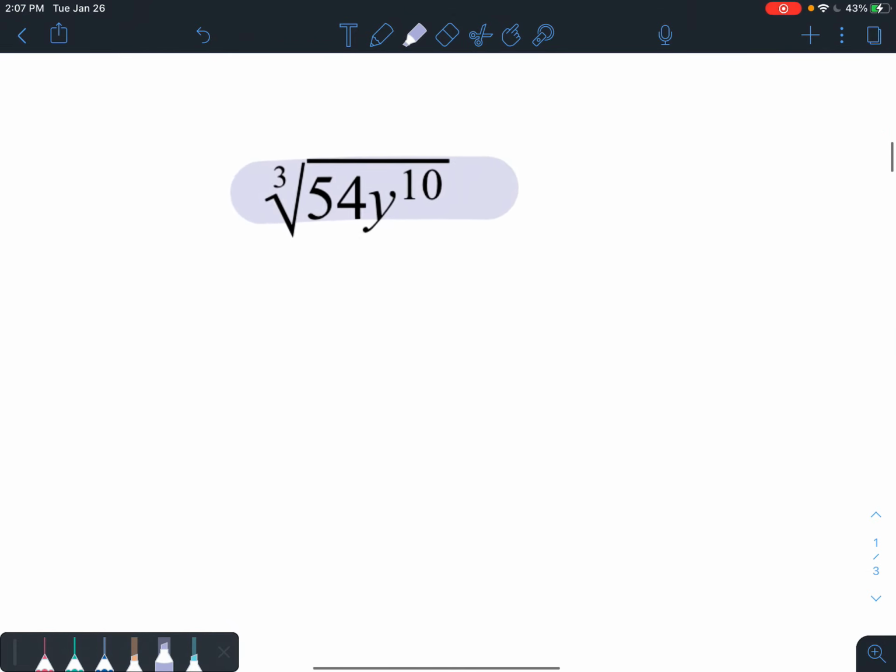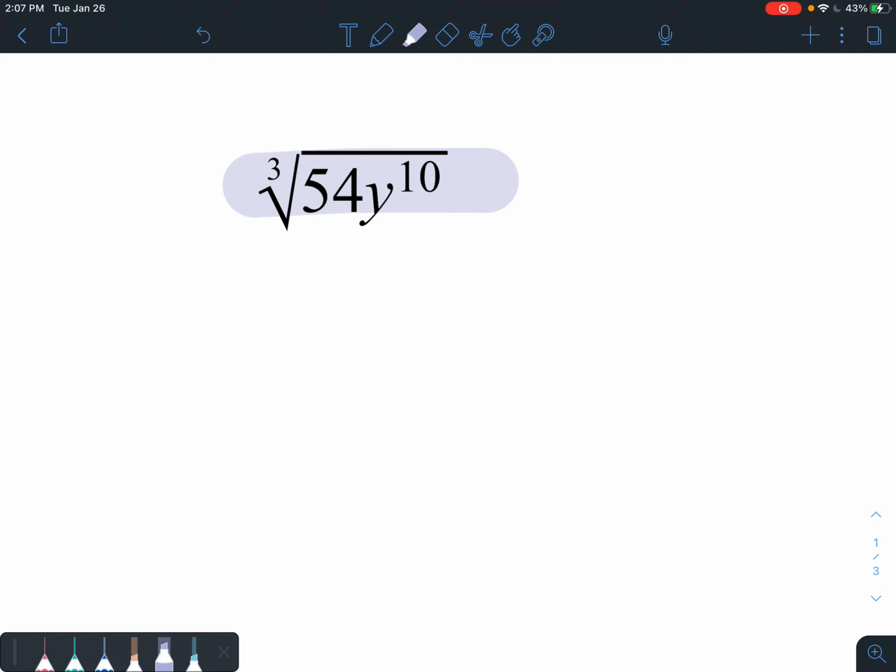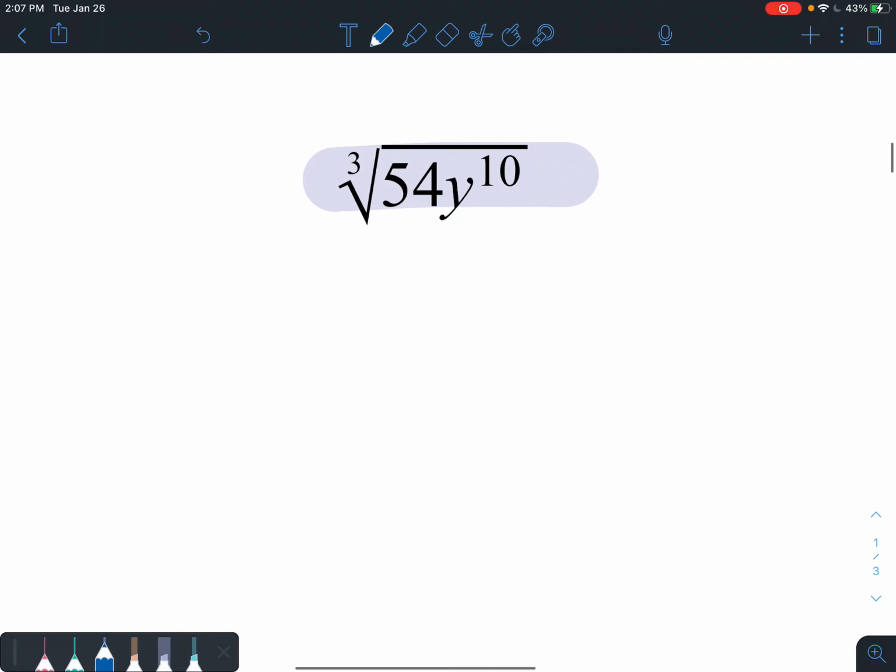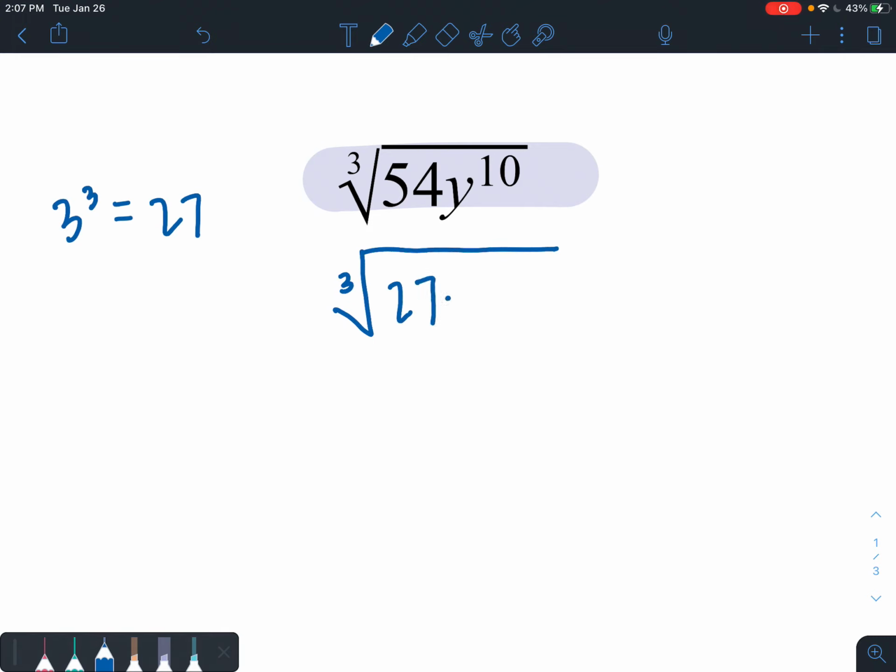Here's another one. So taking a cube root, we've got to think of a perfect cube. So 3 to the 3rd equals 27. So that's our perfect cube. So take the cube root of 27 times 2y to the 10th. Having a little trouble writing here.